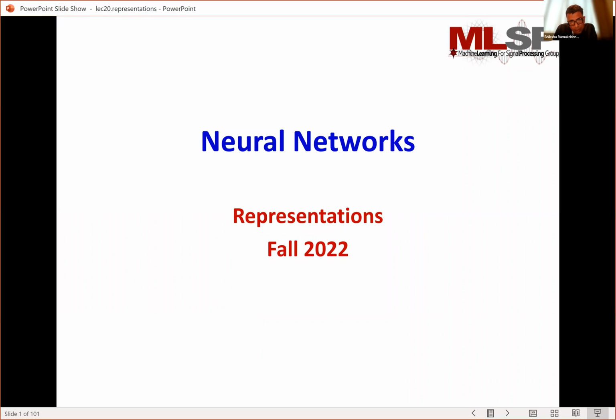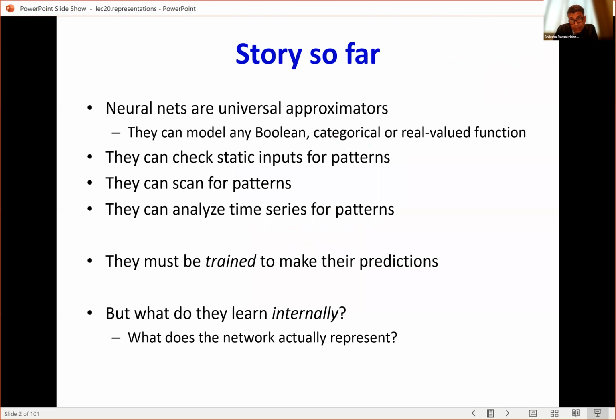This is going to be the first of a few lectures that will be on Zoom. Today, we're going to be talking about what neural networks learn. So what we've seen so far is this: neural networks are universal approximators. They can model any Boolean, categorical, or real-valued function. They can check static inputs for patterns. They can scan for patterns, so MLPs and CNNs. They can analyze time series for patterns. Those were recurrent networks. In each case, they must be trained to make their predictions. But when we train them to make their predictions, what do they learn internally? What does the network really represent?